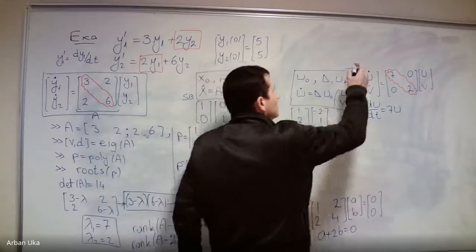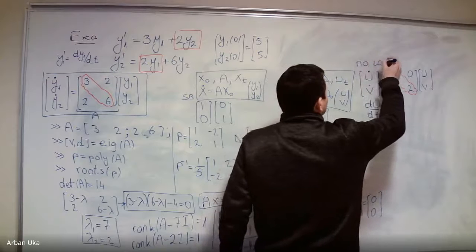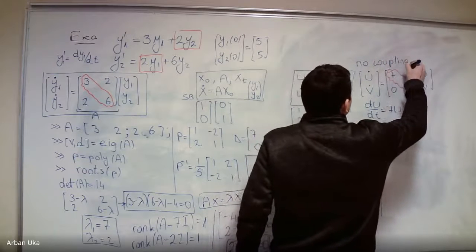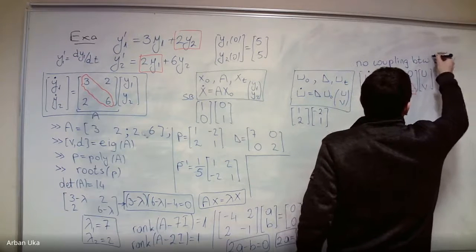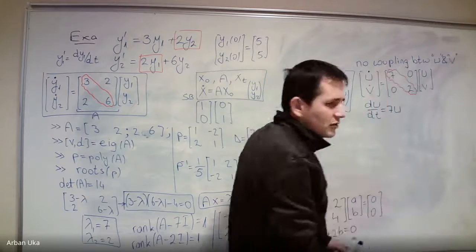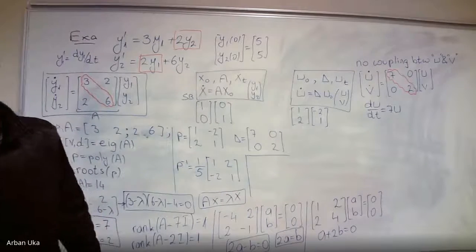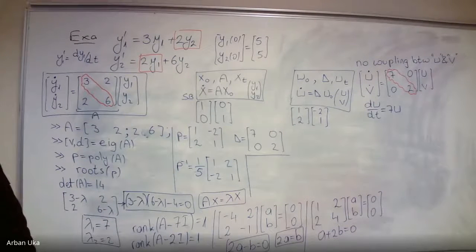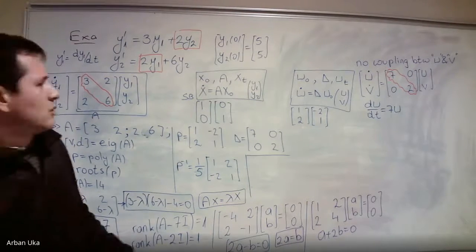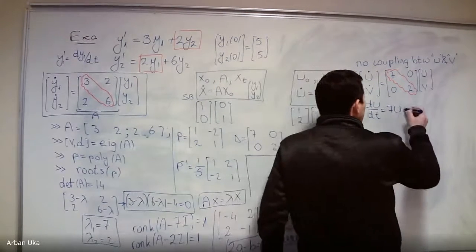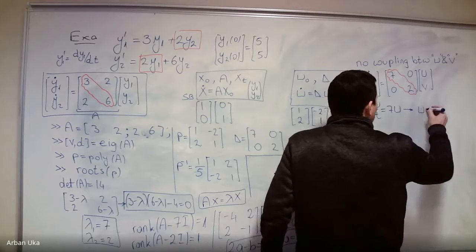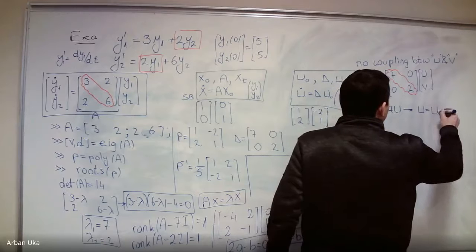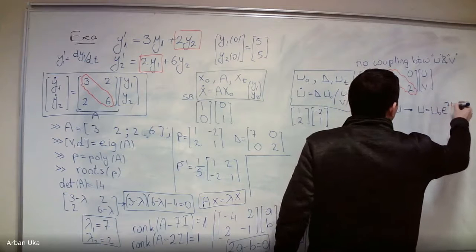So let me write here: there is no coupling between u and v. They are not coupled, which means that u depends only on u, and v depends only on v. So this is the first equation. What is the solution of this system? This is u is equal to u0 e to the power 7t.